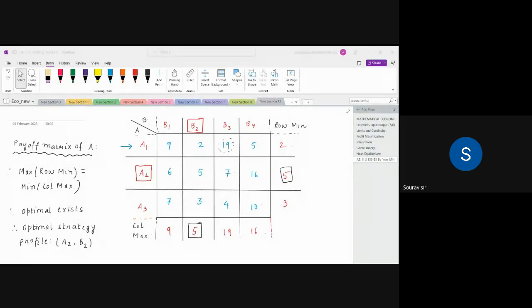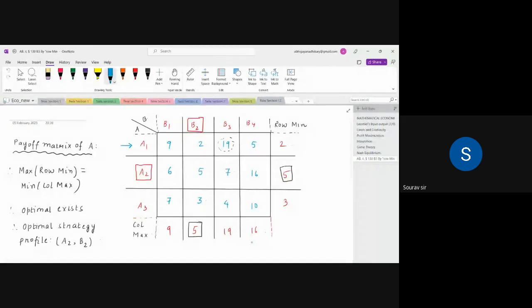Player 1 now analyzes that if he plays A1, what will player 2's response be? He will definitely choose a strategy that gives player 1 the minimum possible payoff. And what will that be? B2, that is giving him 2, right? Correct. Is it okay with all of you? Any questions on this?